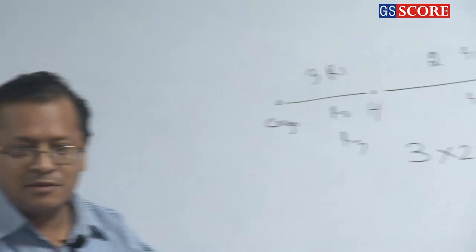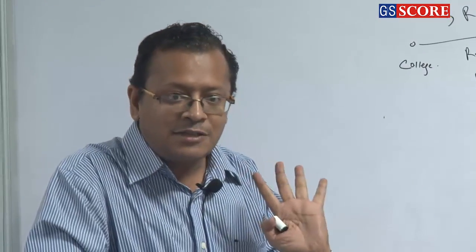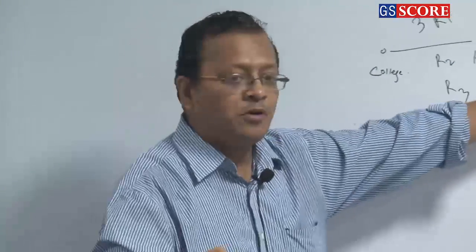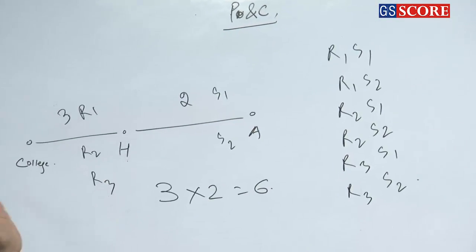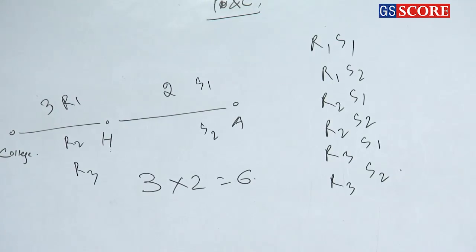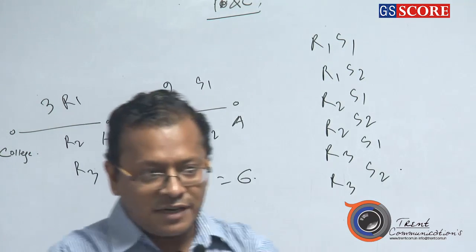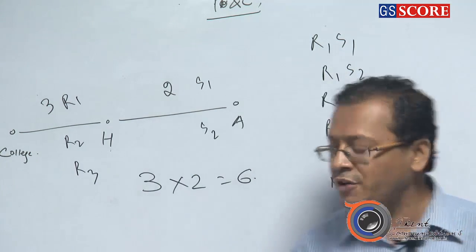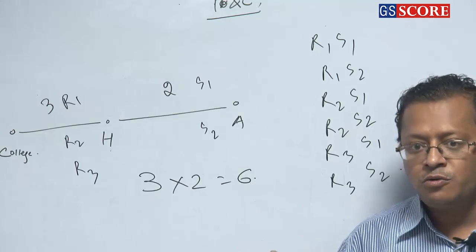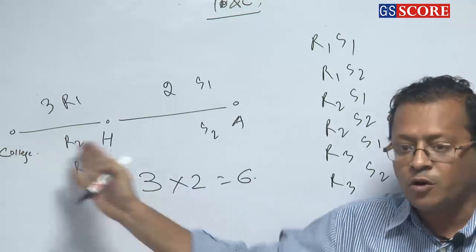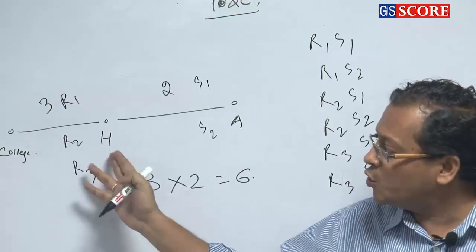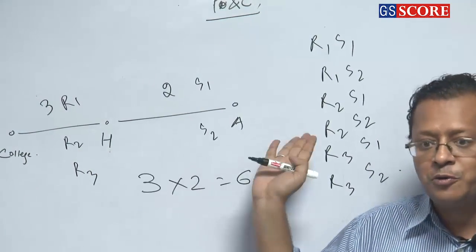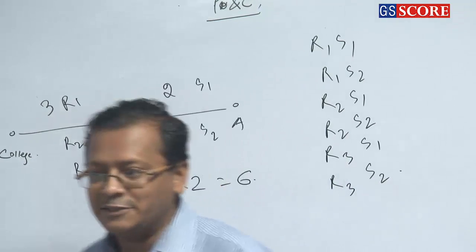6 ways. Also notice that going from home to airport is independent of going from college to home. The 2 events are independent of each other. When you go from home to airport, do you want to know which route you would have taken from college to home? No. And vice versa as well. When you go from college to home, you forget how you will go from home to airport, isn't it?